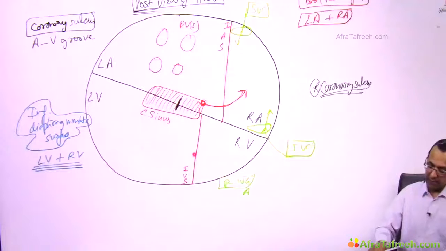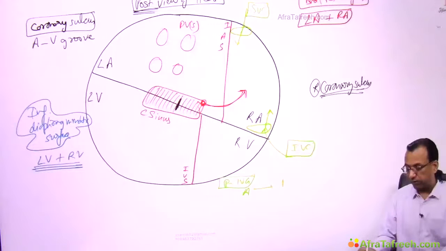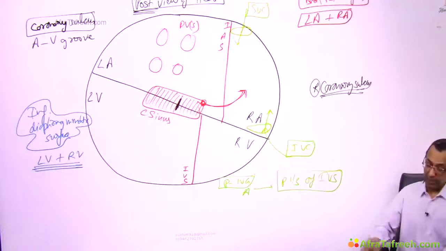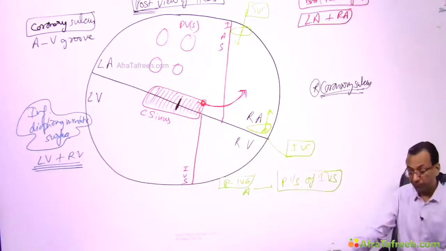So here we will have the posterior interventricular groove, having the posterior interventricular artery supplying the posterior 1/3 of the interventricular septum. That is the point here. So you're mentioning that there will be a PIVA in the PIVG supplying the posterior 1/3 of the interventricular septum. Yeah, that is what we wanted to see.